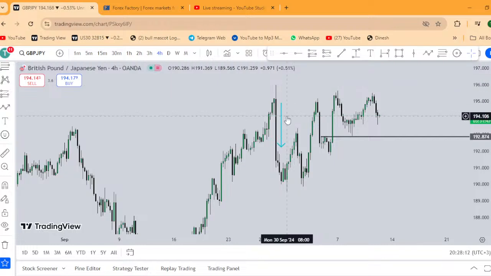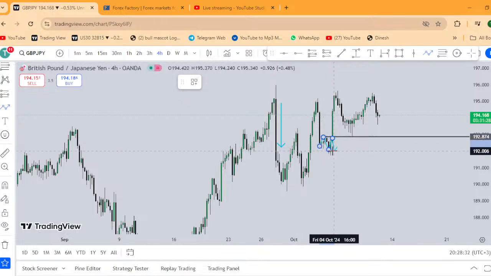The only reason this market is turning from here is because we, me and you, and even other retail traders, were just anticipating what's going to happen. But we had this consolidation. You see this consolidation here? After this consolidation, the market gave us a bullish move.